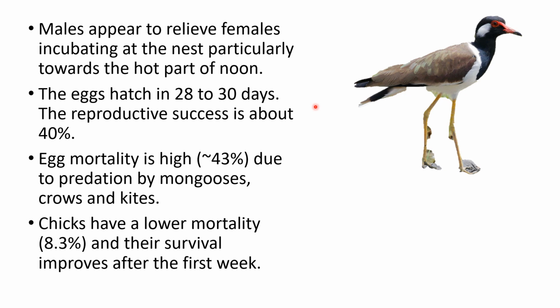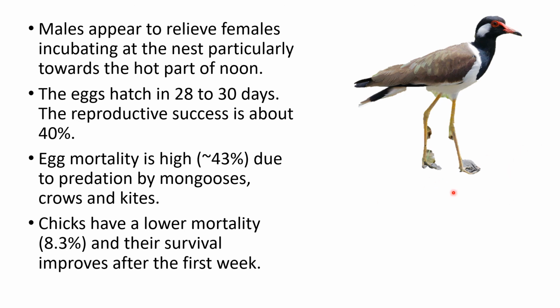The eggs hatch in 28 to 30 days. The reproductive success is only about 40%. So most of the eggs are lost due to various activities of herbivores, predators, agriculture activities, etc. And mongoose, crows, and kites. Mongoose is the major threat for the population of these birds. So the egg mortality is high, but chick mortality is lower. So survival rate of the chicks once they hatch will increase greatly.